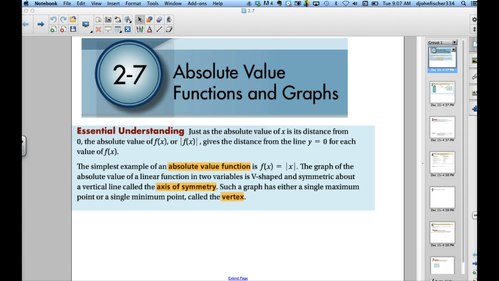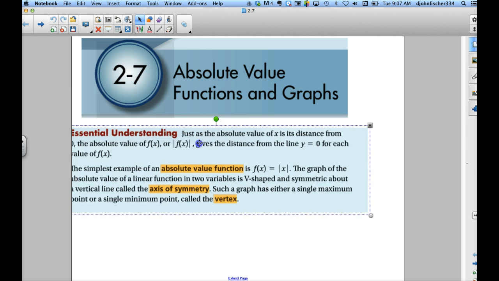The graph of the absolute value of a linear function in two variables is v-shaped and symmetric about the vertical line called the axis of symmetry. Such a graph has either a single maximum point or a single minimum point called the vertex. So very similar to our quadratic functions we graphed before, where we had the axis of symmetry and the vertex and all that kind of stuff.